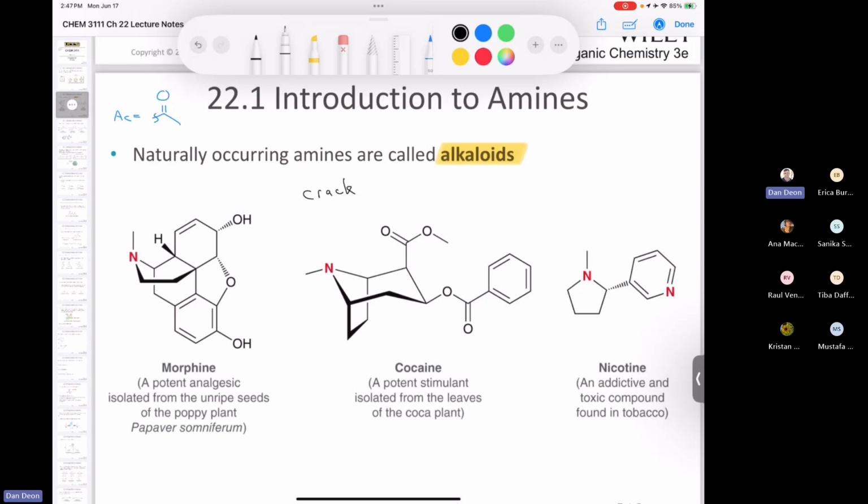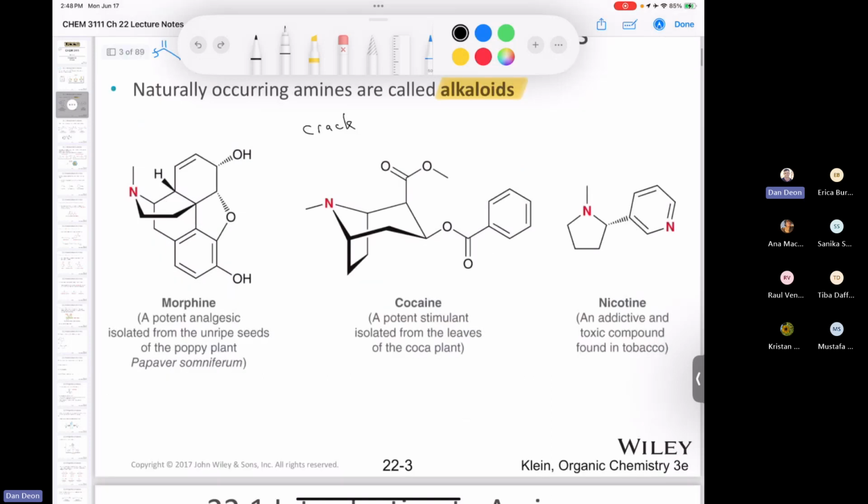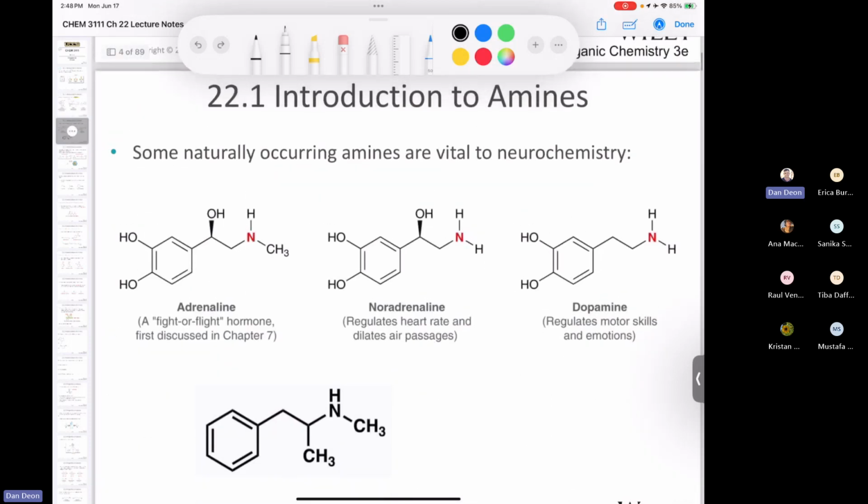Anyhow, the next one here is nicotine. Nicotine is the addictive compound that's found in tobacco smoke, and you can see that it's got two nitrogens in it. So what do cocaine, morphine, nicotine, crack, and heroin all have in common? They're all alkaloids. They're naturally occurring amines. Morphine comes from the poppy plant, cocaine comes from the coca plant, and nicotine is found in tobacco. So natural. When somebody says this is natural, you can say, so is cocaine.